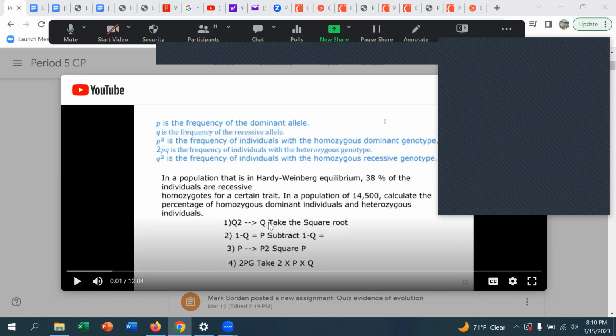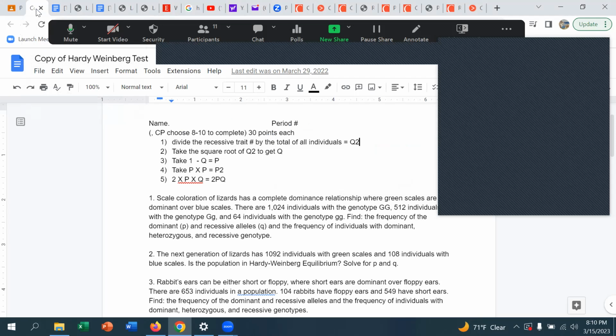Q squared to Q, you take the square root. I wrote it, take the square root. I put it on the test as well. 1 minus P, subtract this. And I put this on the test right there. I couldn't get more specific with this. We'll make it bold for kids.